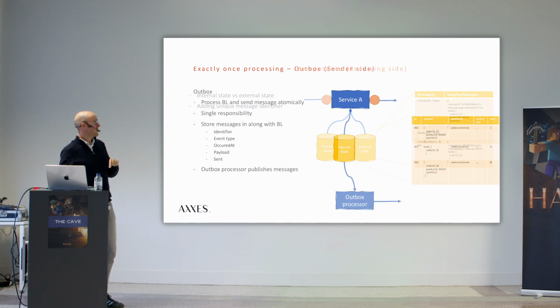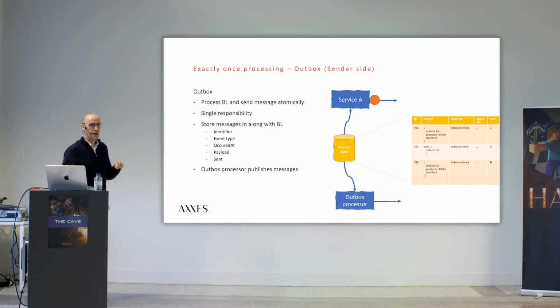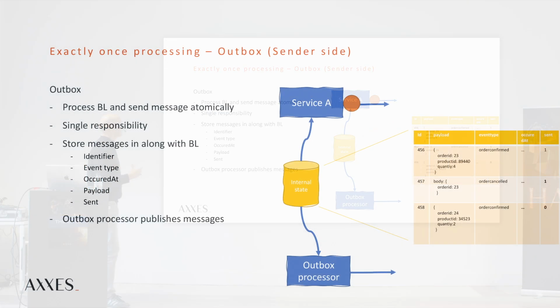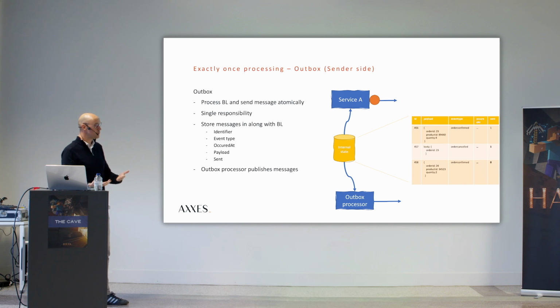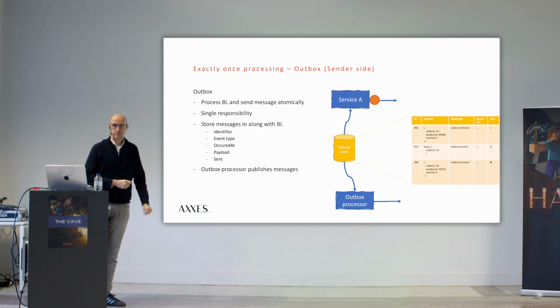Now we still have another side as well, which is the sender side. How can we be sure that if you're going to process some business logic, our message is going to be sent out as well? We need to be sure that it can be received, but we need to be sure that we can publish it on the wire, or publish it towards the other services as well. How can we do that? Well, for that, I would like to introduce the outbox principle.